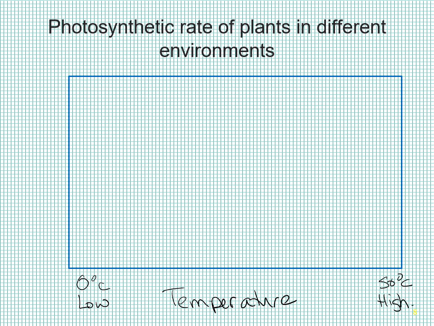And then on the y-axis, we have the dependent variable, which in this case was the percent of photosynthetic activity. So percentage goes from 0 to 100. You have one line for the moss. You have one line for the shrub.